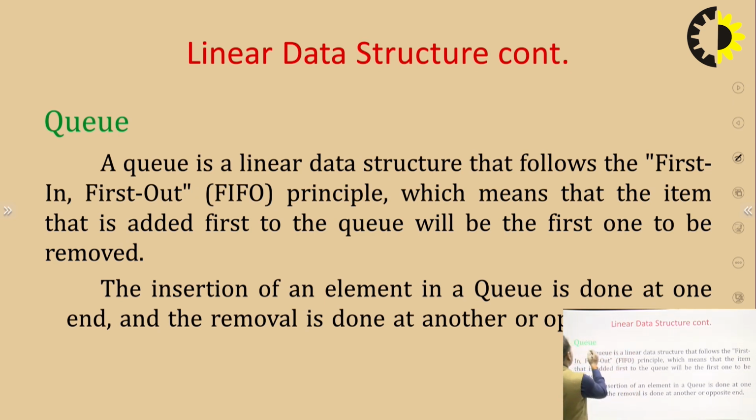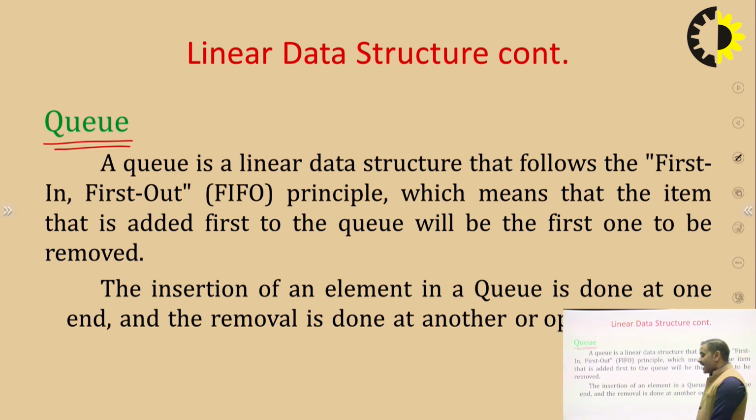Now the next one is queue. This is the next type of data structure which can also be implemented by using an array as well as a linked list. A queue is a linear data structure that follows the first in first out principle, which means that the item that is added first to the queue will be the first one to be removed.